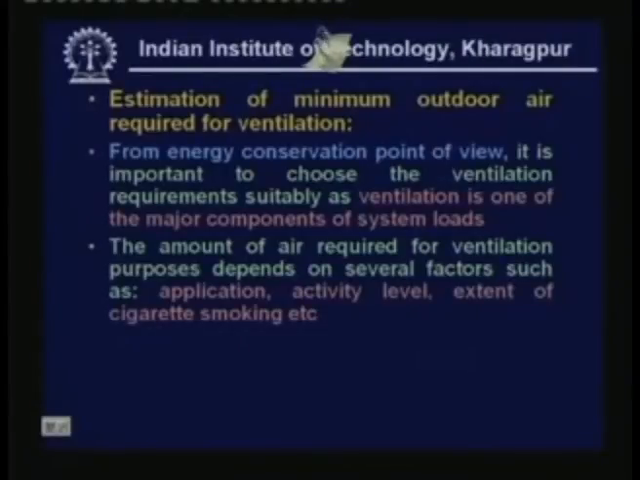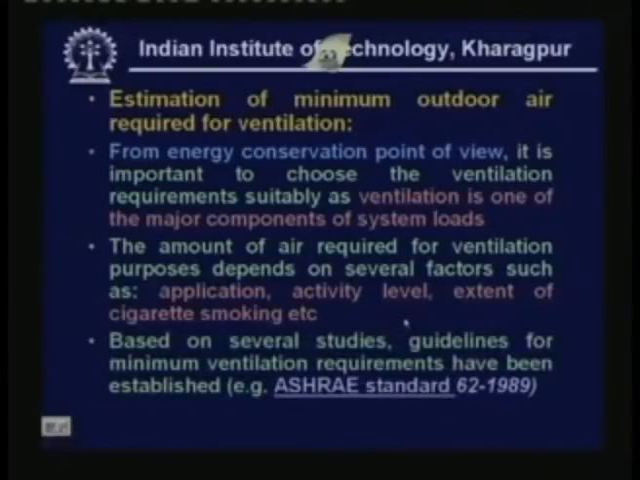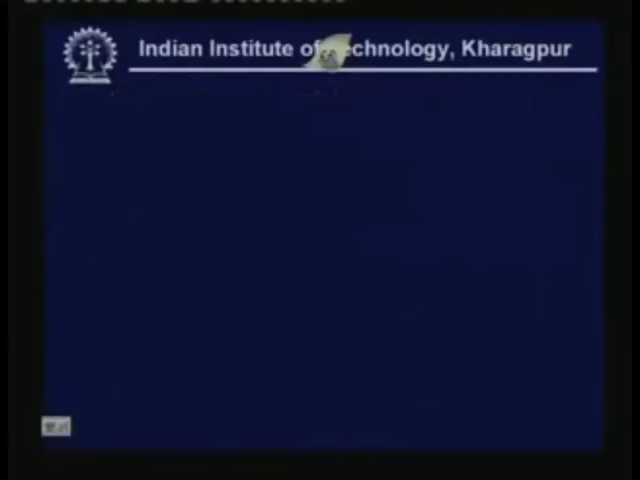The amount of air required for ventilation purposes depends on several factors such as application, activity level, extent of cigarette smoking, etc. So several factors affect the amount of required air. Based on several studies extending over several years, guidelines for minimum ventilation requirements have been established. For example, one of the guidelines is ASHRAE standard 62/1989. Let me give a small example of this ASHRAE standard. What does it say?